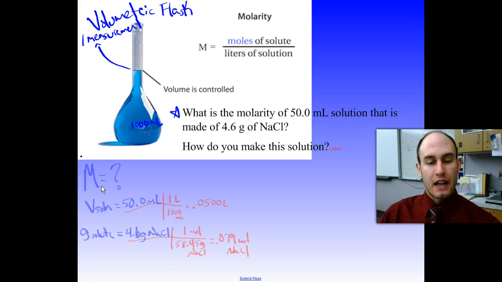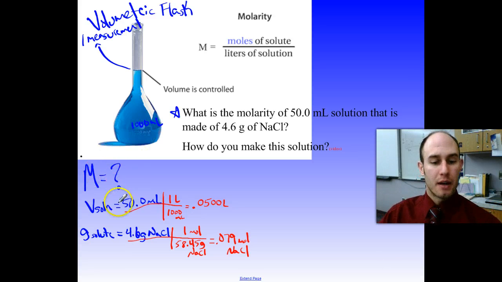So let's write this out here, and I'm asked to find the molarity. So my unknown is M. Volume is 50 milliliters. I need to convert that to liters because molarity is moles per liter of solution. So I get 0.05 liters. And then grams of solute, I need to convert to moles.